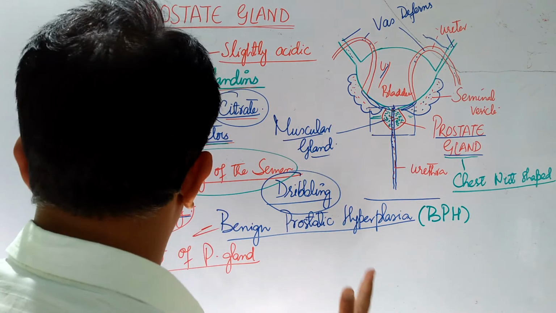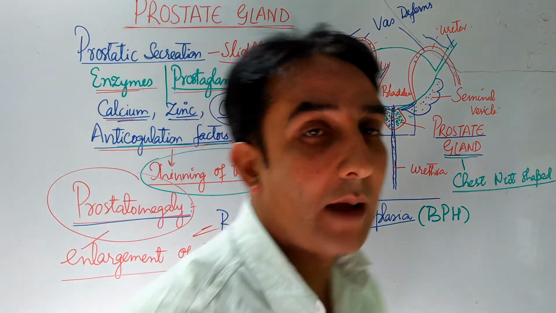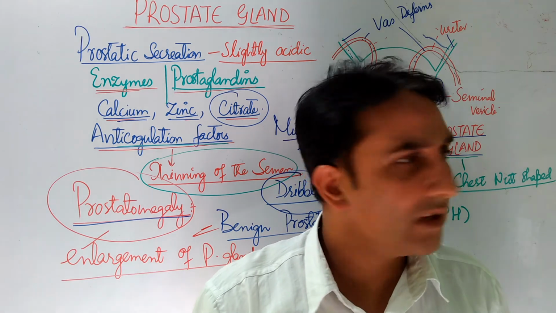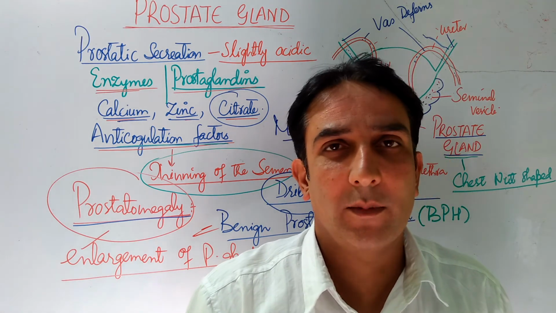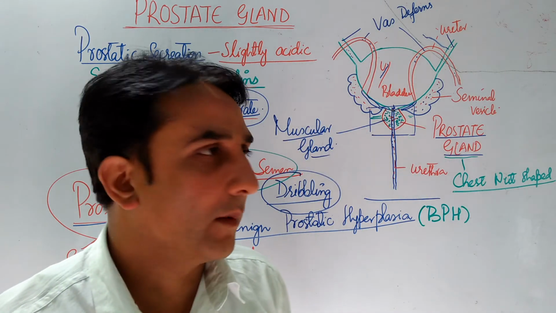And for this reason, for prostatomegaly and for benign prostatic hyperplasia, sometimes surgery is done to remove the prostate gland. Usually it's an age related problem. People in their 60s or 70s, human males in this very age group, sometimes encounter such problems.